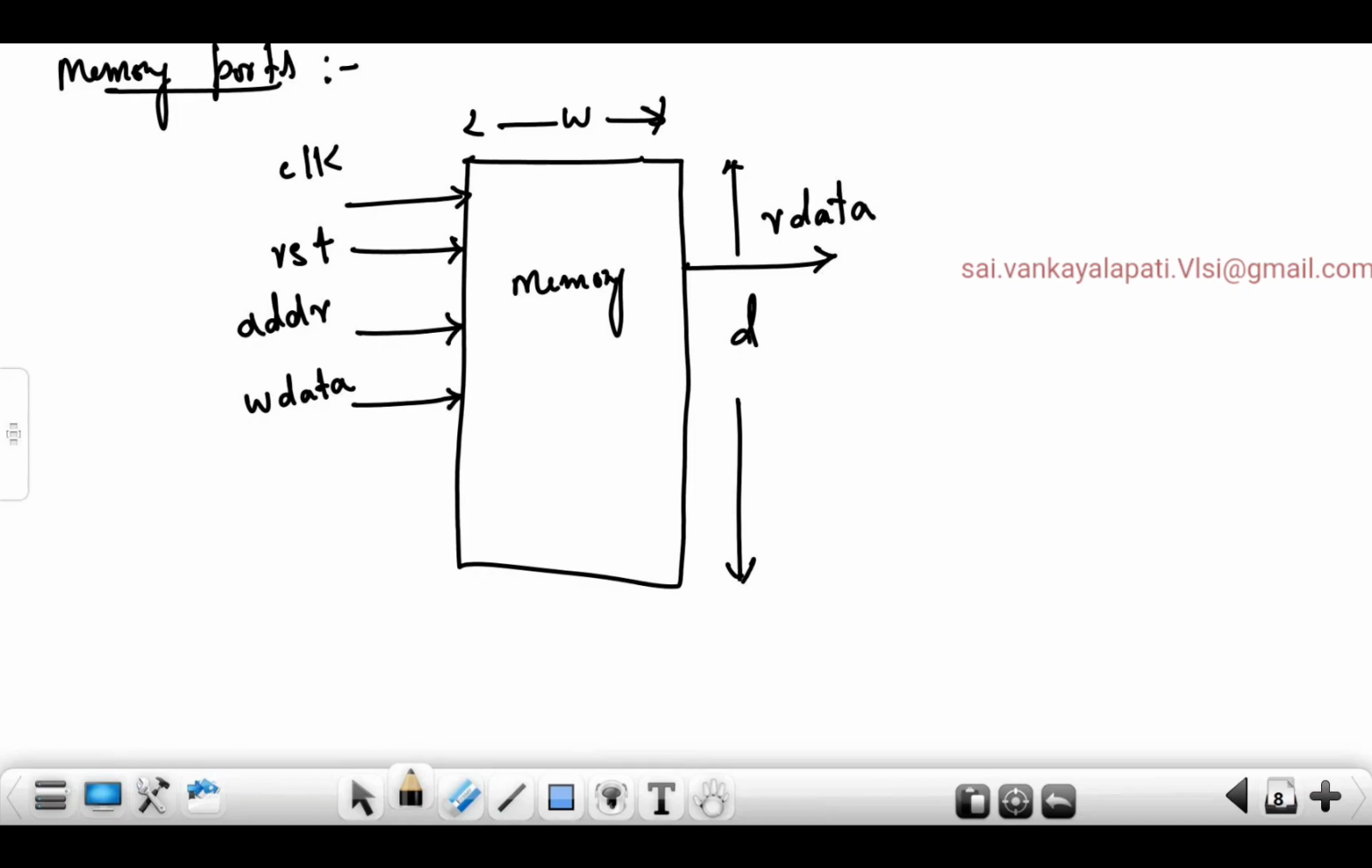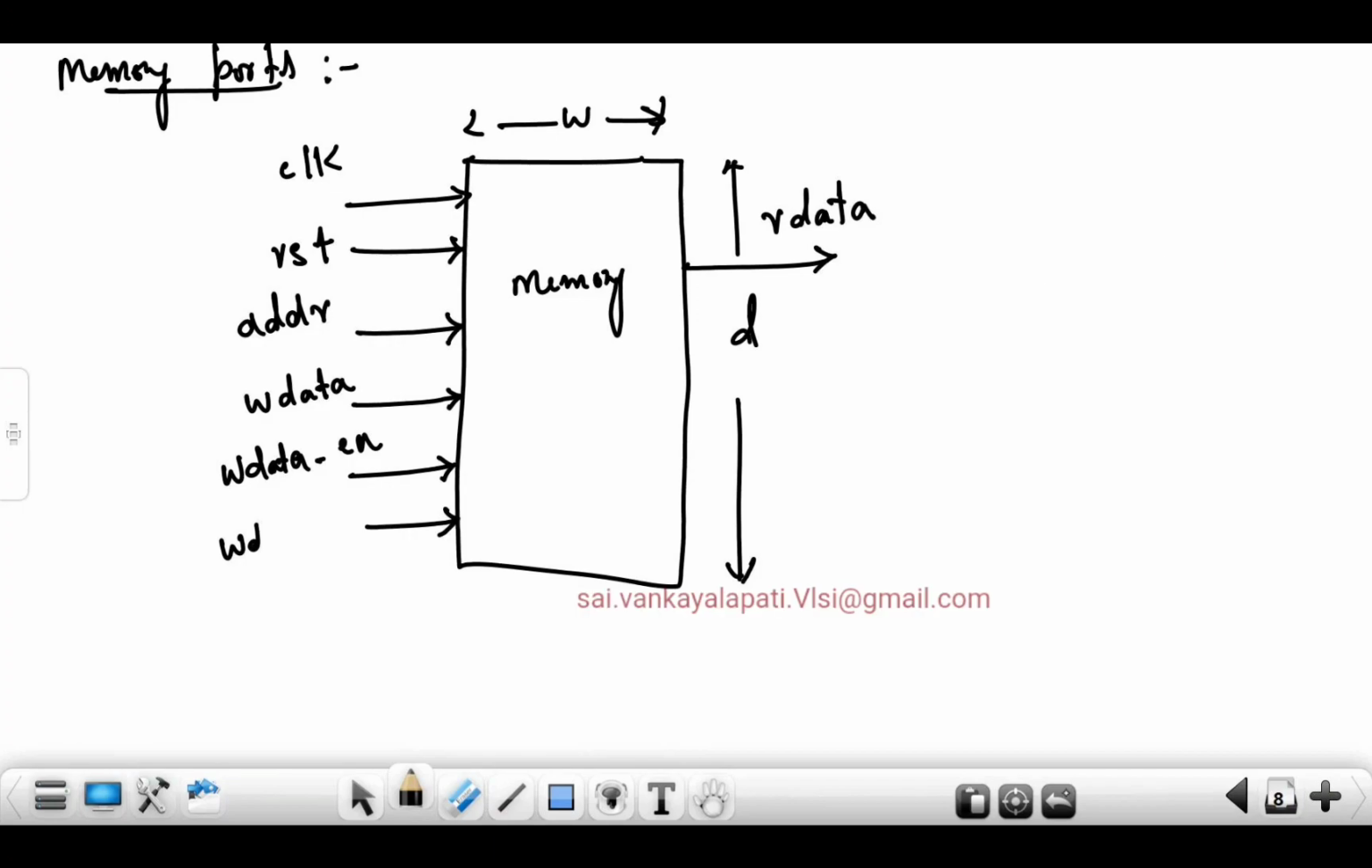Write the data means you are writing the data to the memory. Reading means you are reading the data from the memory. So you should decide when to write the data. I can call this write data underscore enable. If write data enable is equal to 1, say for example, I'm going to write the data into the memory. Correct? And then one more input I can call read data enable.